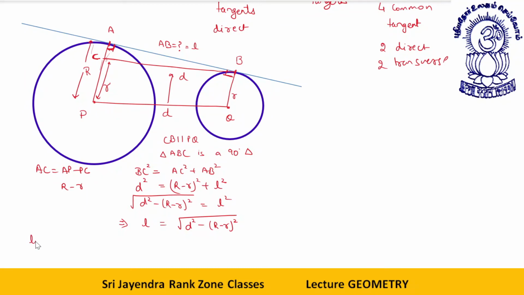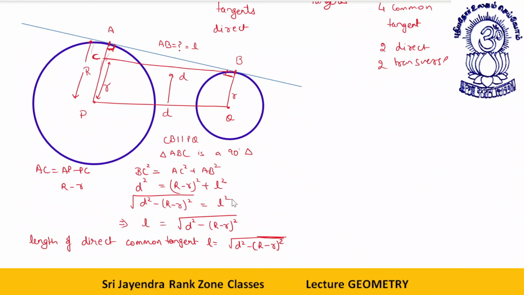Therefore, length of direct common tangent L is equal to under the root D square minus (R minus r) square. You can solve the questions directly based upon this. Okay, let's start with questions based on this only. Then later on I will move on to length of transverse common tangent.